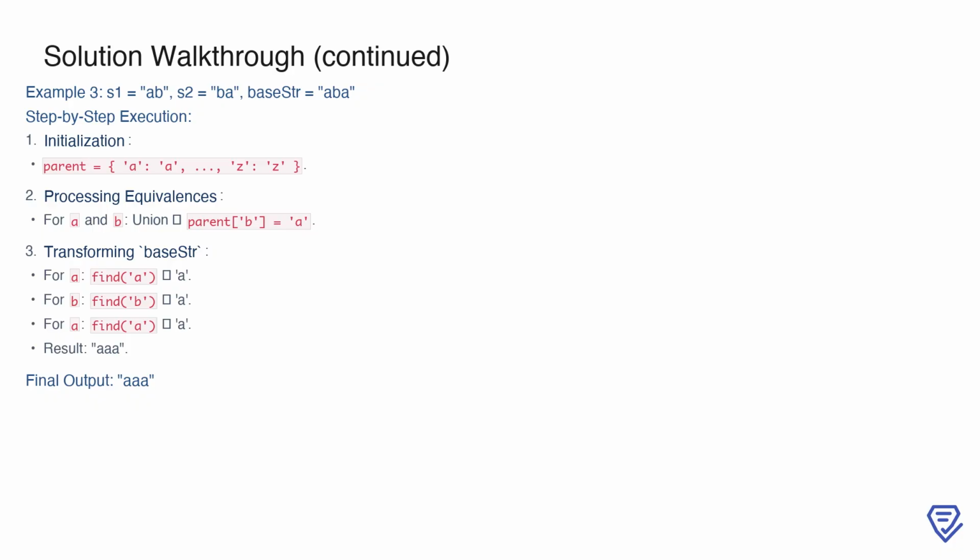In this final example, we have S1 as AB, S2 as BA, and base str as ABA.